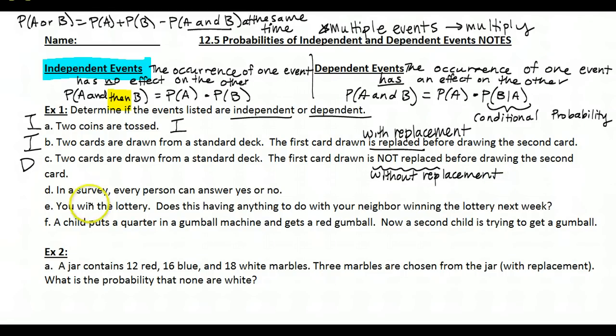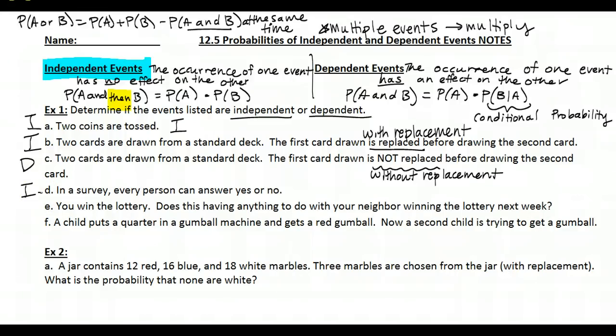Okay, in D, in a survey, every person can answer yes or no. So what we're thinking of is, if one person answers yes, does that have an effect on what the second person answered? You could argue that maybe it will, but let's pretend like both of them, we don't know what the other person said. So we're going to say independent because what one person says should have no effect on the other person if they don't know who said what.